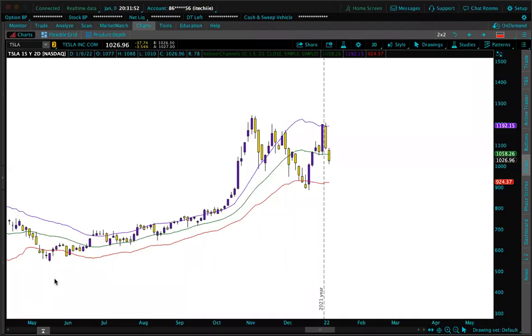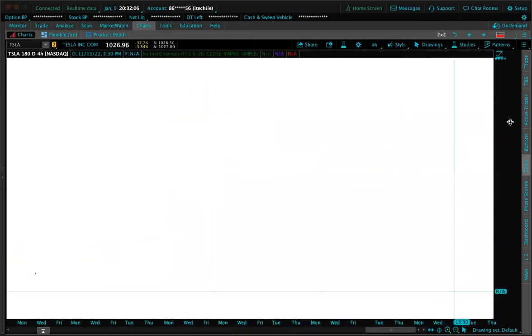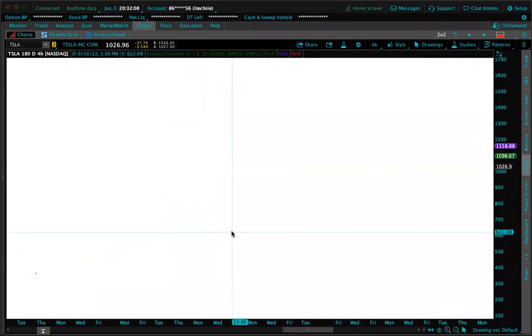All right, so here we go. All right, so here we have a basic chart, Tesla 2-day chart. I'm actually going to drop that down to a 4 hour. I want to show you more candles. You have your Keltner channels as well, upper, lower, and mid.